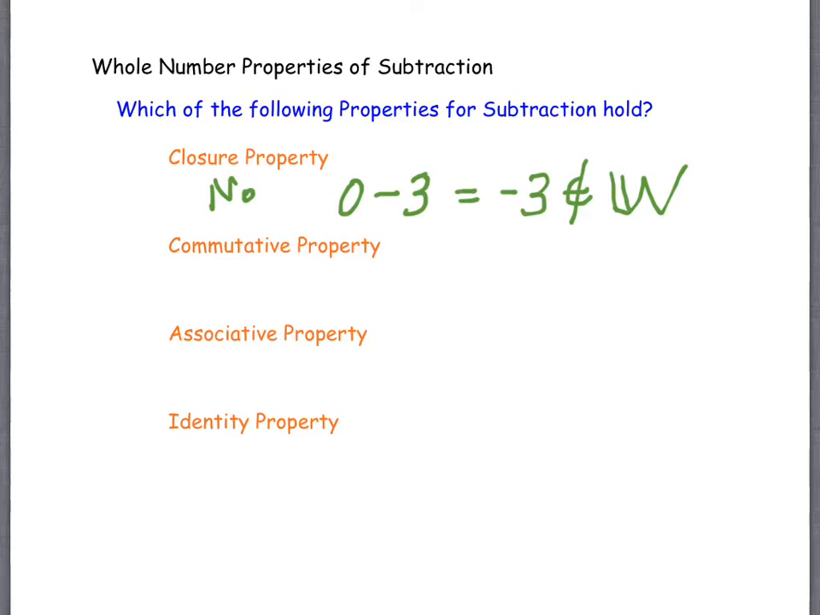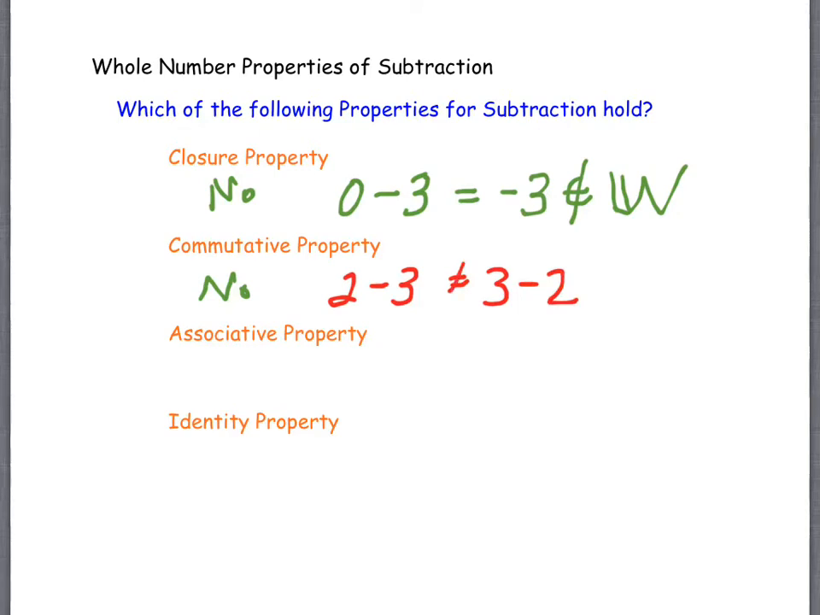How about commutative? No. What does the commutative property look like? What order the numbers are in. Can you give me two numbers, Audrey? 2 plus 3. And we'll do subtraction since we're doing subtraction this slide. 2 minus 3 and 3 minus 2. Are these equal to each other?